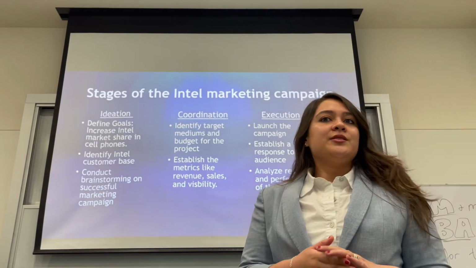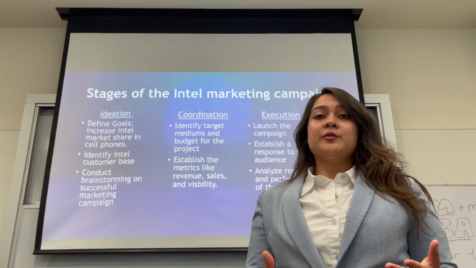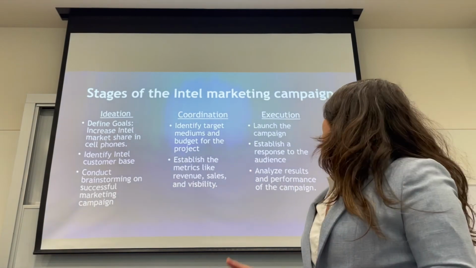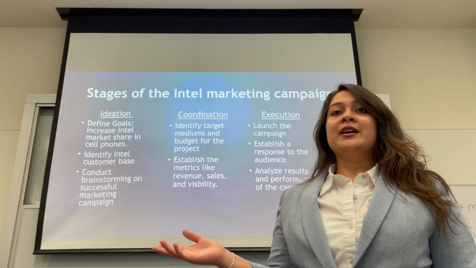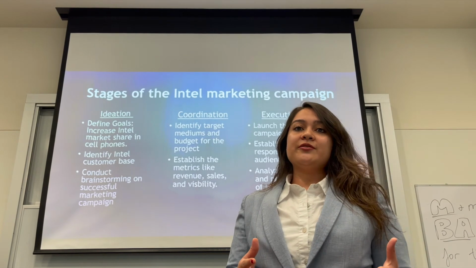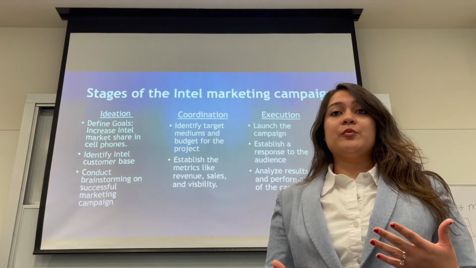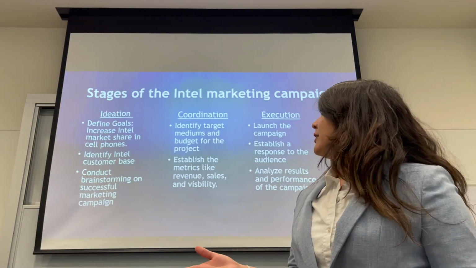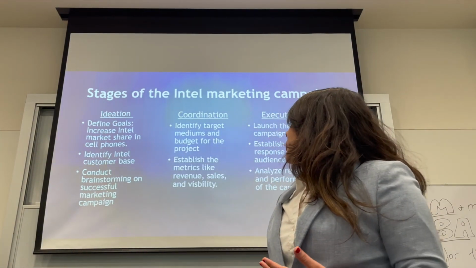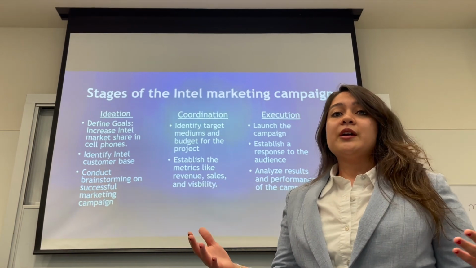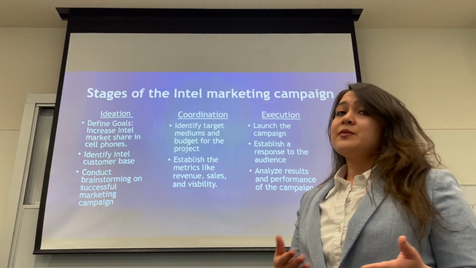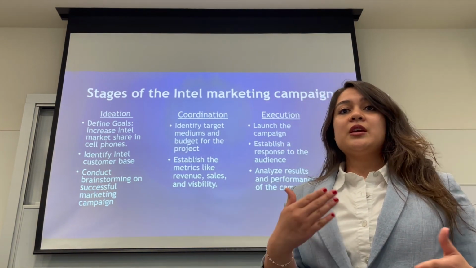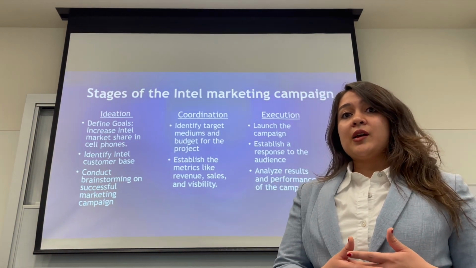So, in the stages of a marketing campaign, we've got 3 main areas of focus: our ideation, our coordination, and our execution. When we're thinking about ideation, we're defining the goals that we are hoping to accomplish for Intel. Our goal is to increase our market share in mobile phones. We also want to identify what our customer base is. And lastly, we want to brainstorm our marketing strategy to really go into the market and accomplish that goal.